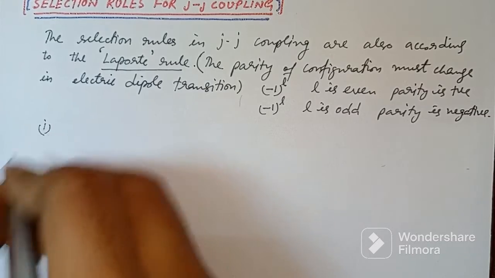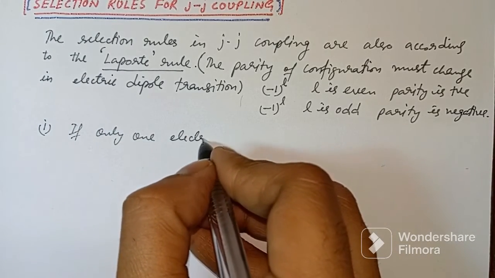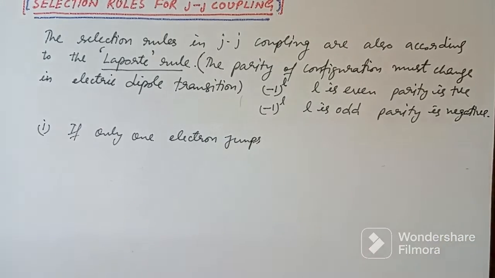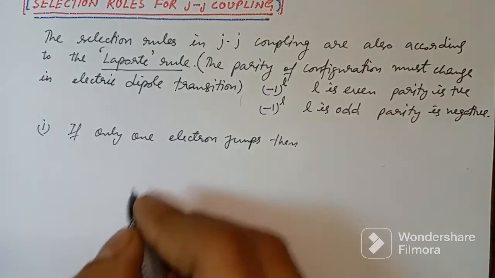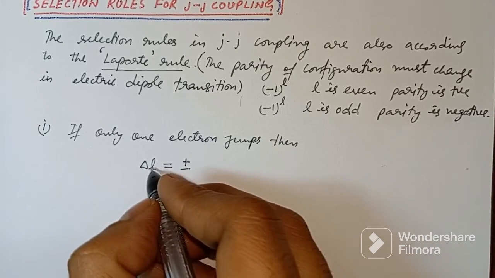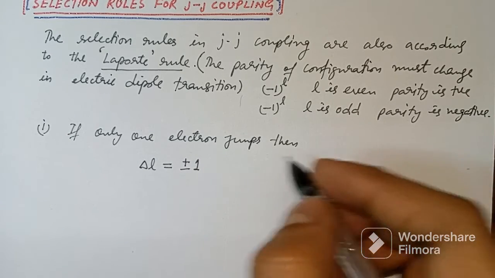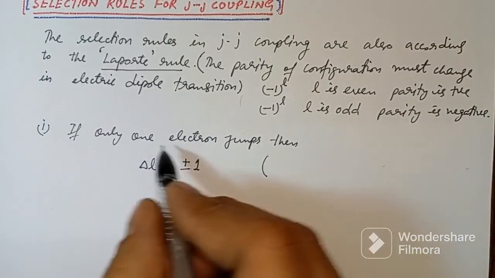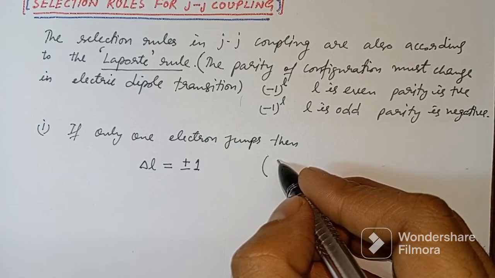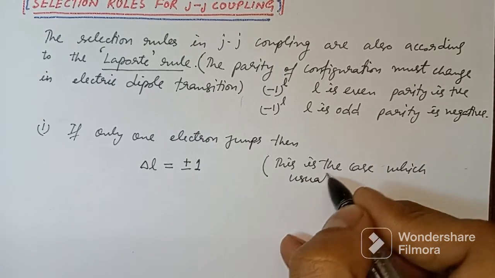Part 1 says, suppose only one electron jumps. There are so many electrons, and we are assuming that only one electron is jumping. Then delta L, the change in the orbital angular momentum, must be equal to plus minus 1. Usually, in most of the cases, only one electron jumps. So this is the case which usually occurs.